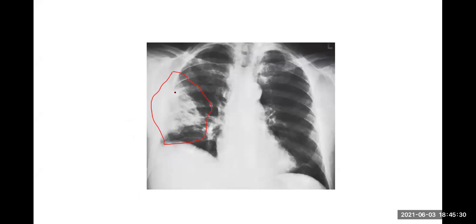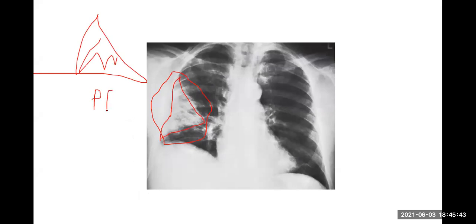මෙතන ලියා ගන්න, this is a special type of consolidation which is wedge shaped consolidation. මේ බලන්න මේ. Wedge shaped. This occurs in pulmonary embolism. Pulmonary embolism because of lung infarction. So infarction of the lung. Okay, is an infarction of the lung.